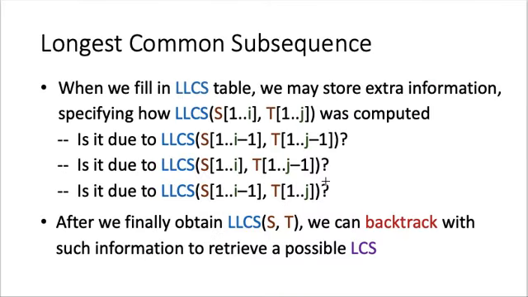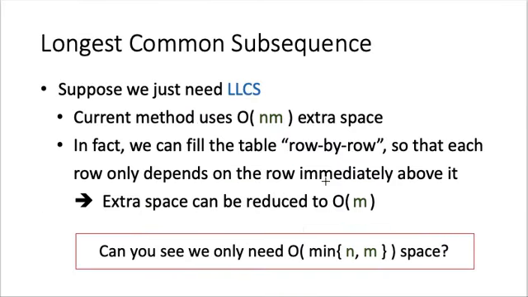So what does that mean? It means that if we just need the LLCS, then we can save space. We don't need all the NM space. The extra space that we need can be reduced from NM to the number of entries in each row. So in our example, it is order M.